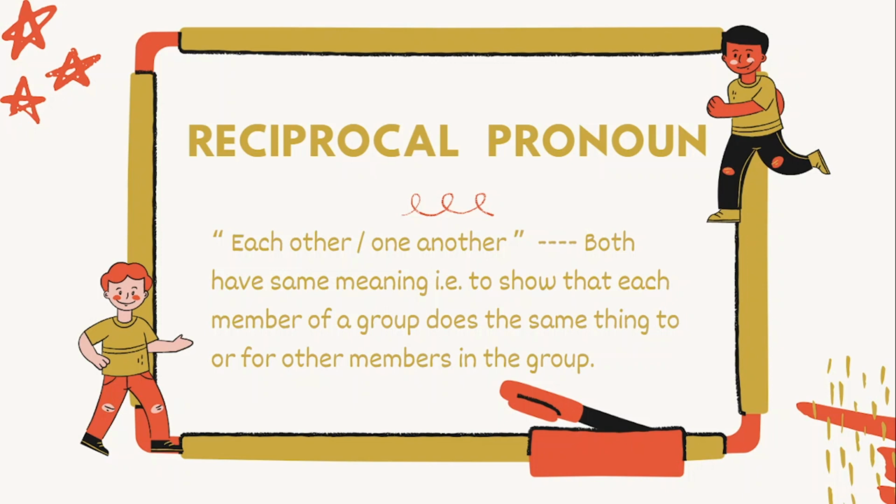In the same way, the fourth one would do the same activity towards the first one, second one, and third one. Such a kind of mutual relationship is shown with the words each other and one another. Here, each other and one another both have the same meaning, but their way of usage or their way of functioning is different. How?